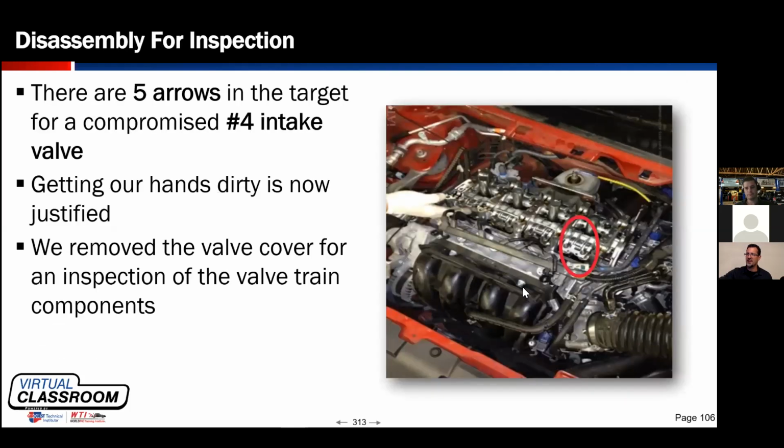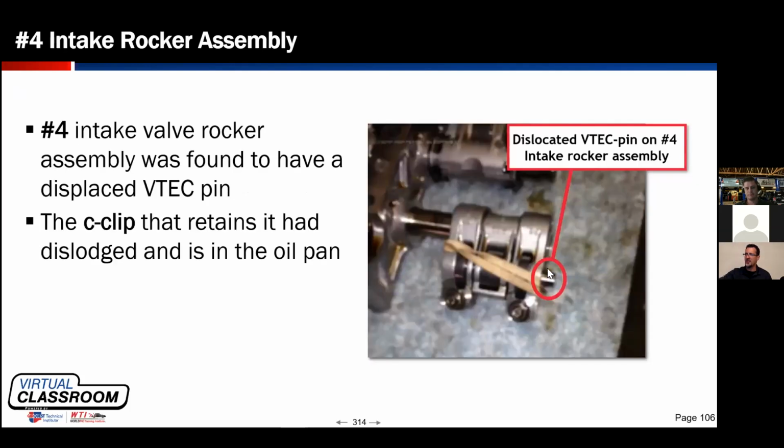This is the intake side of the engine. This is the rocker shaft for the VTEC assembly that operates the intake valves. The camshaft sits on top of that. This is the exhaust side. We're going to zoom in on this area right here. This pin, you're not supposed to see that. That's supposed to be held inside this primary rocker by way of like a C-clip.